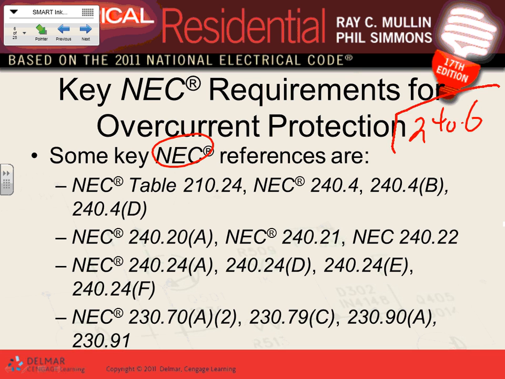240.6, anybody remember that from all the math that we did? 240.6 gives you all the adjustable circuit breakers and the non-adjustable circuit breaker sizes, starting from 15 amps. You go there, 15 amp circuit breakers all the way to 6,000 amps. These are the available circuit breaker sizes that we do in the U.S., non-adjustable.